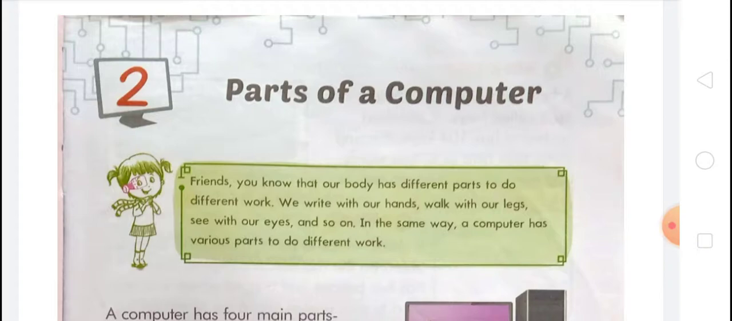So let's discuss. A computer has 4 main parts: monitor, CPU, keyboard, and mouse. Just as the sense organs are the main parts of our body, that is eyes, nose, ears, tongue, and skin, the computer also has 4 main parts: monitor, CPU, keyboard, and mouse. All these parts are connected by wires.